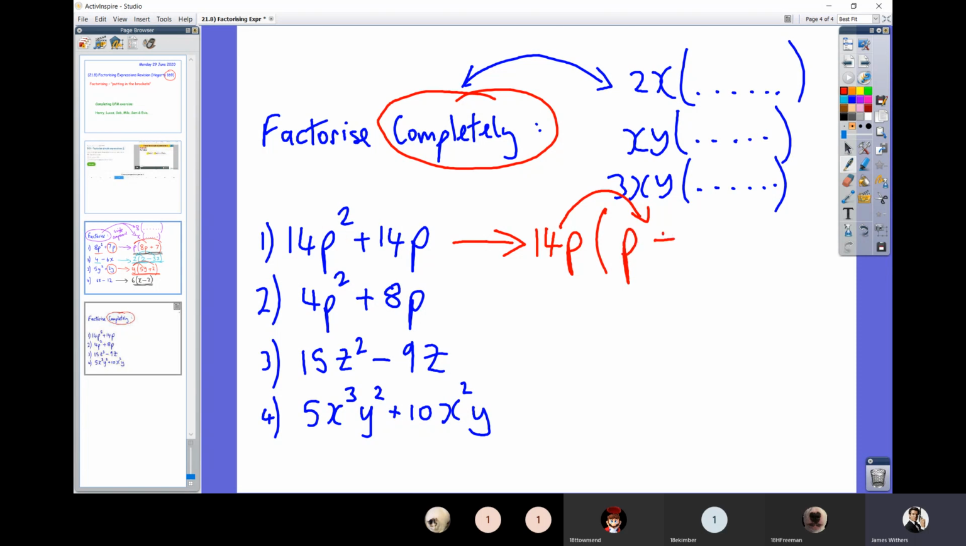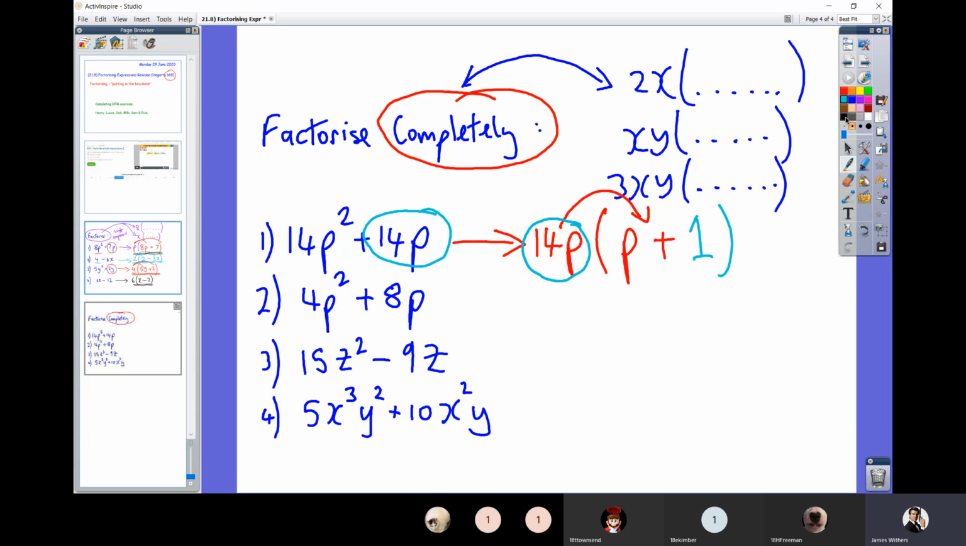Get my sign right. Now be ever so careful here. This is tricky. People often get this wrong. I've got 14p. I need 14p. The temptation is to say, I don't need anything more. Well, you kind of don't. But what do you multiply 14p by in order to stay on 14p? You've got to multiply by 1. So make sure you put a 1 in there and you don't put a 0 in there.